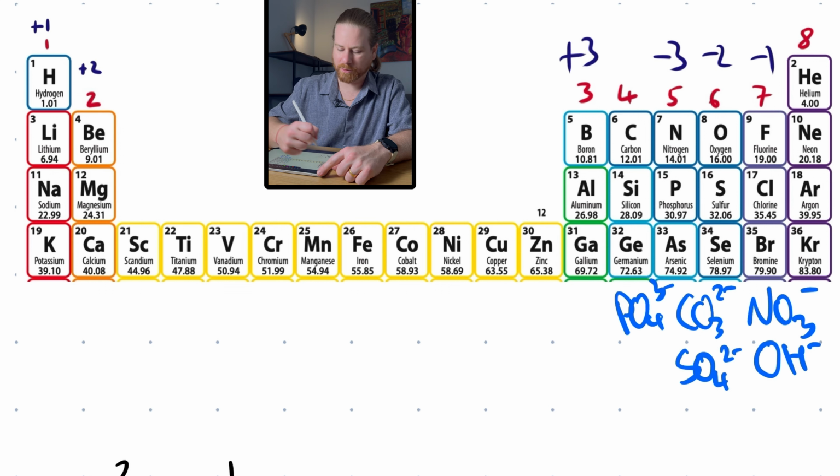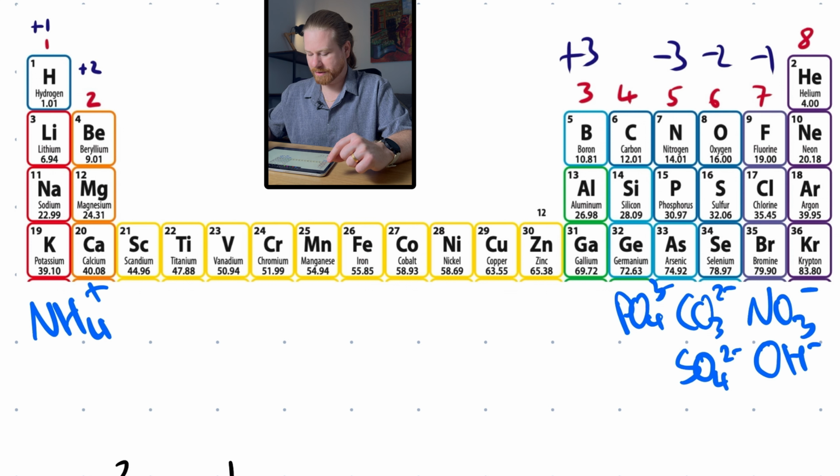And then what else have we got over here? Positive by 1, we have the ammonium ion. So the ammonium ion is positive by 1. This is not the extensive list of all of the compound ions, but this is most of them. So start to remember these if you haven't done so already.